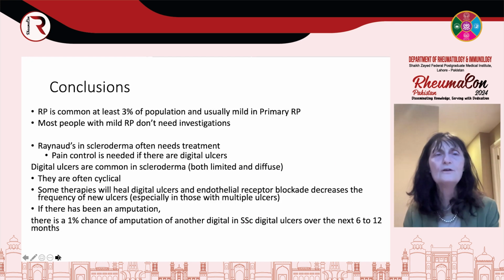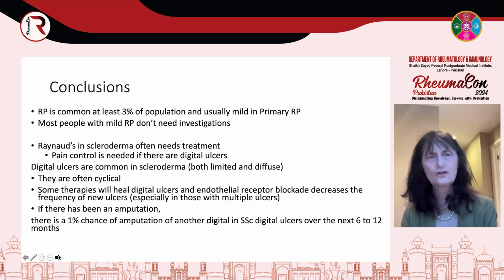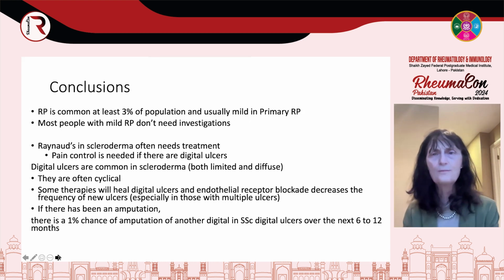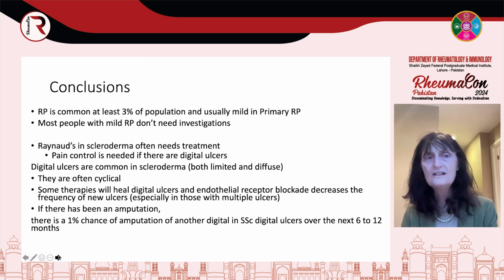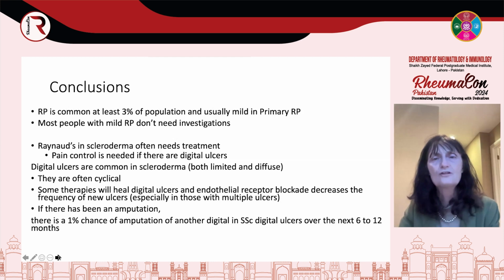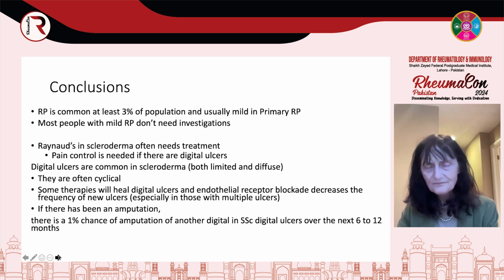So in conclusion, Raynaud's is very common. Idiopathic or primary Raynaud's, about 3% of the population. It's usually mild. Even in secondary Raynaud's, it's usually mild, such as Sjogren's or lupus. And vasculitis or severe lupus, you might have vasculopathy, gangrene, etc., that needs treatment. Raynaud's in scleroderma often needs treatment. Pain control is important if people have digital ulcers. Digital ulcers occur in about half our scleroderma patients, both limited and diffuse, often in longer standing disease where vasculopathy is getting worse. Then it's often worse.